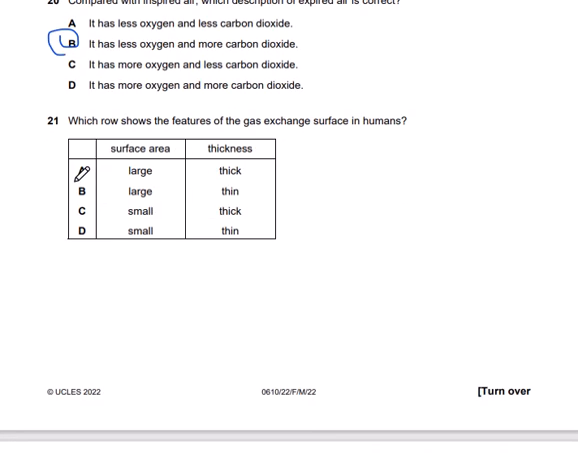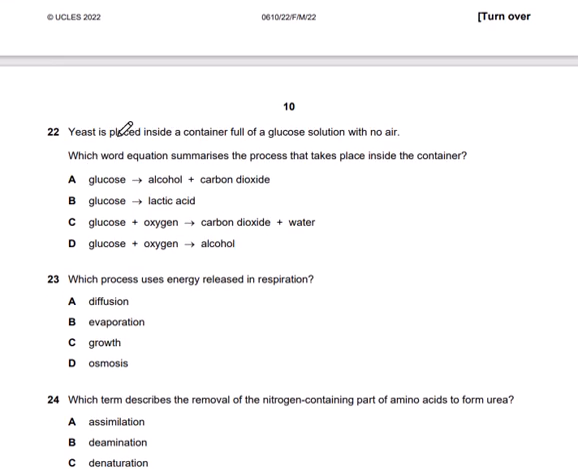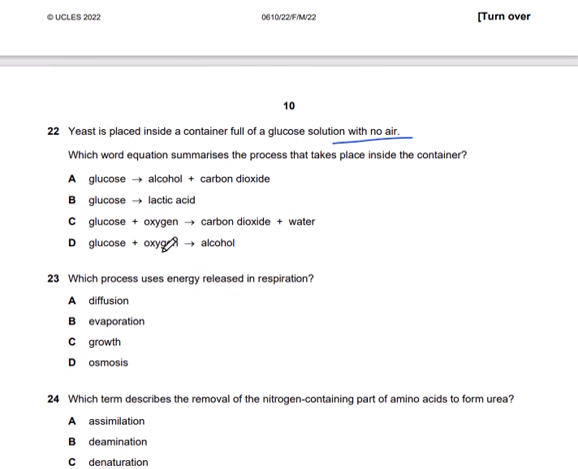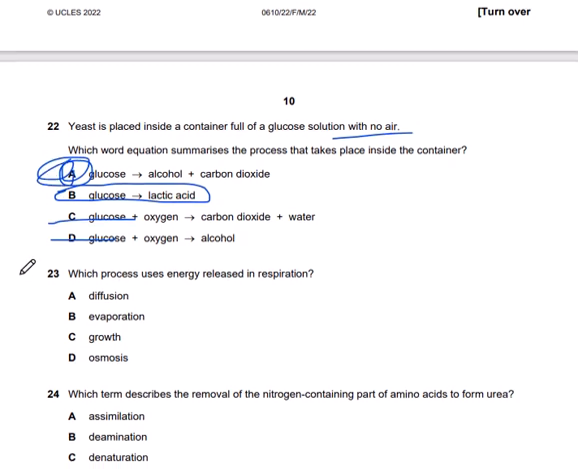Which shows the features of the gas exchange surface in humans? It has a large surface area to increase the gas exchange, and it has thin walls so that the gas exchange can occur rapidly. They said no air, right? So that makes it no oxygen as well. And this actually only occurs in the muscle when you have an oxygen debt. So the answer is A.